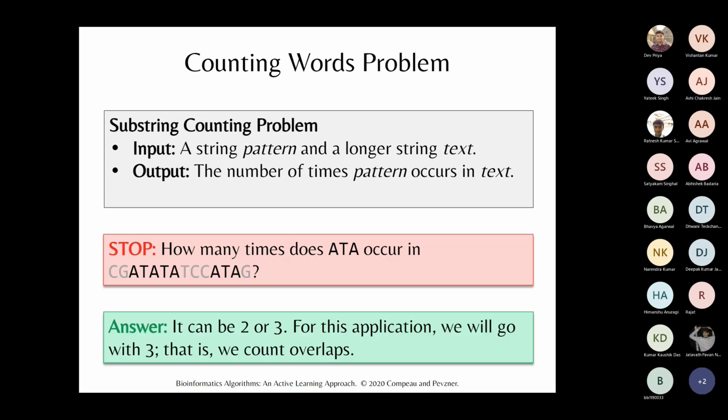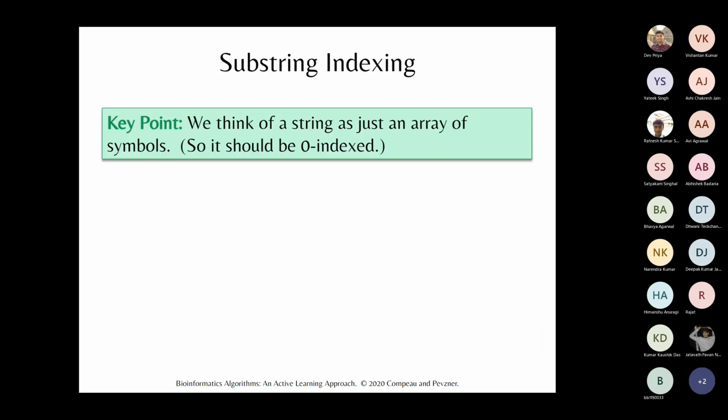Yes. Right. So it can be 2 or 3, depending upon if you were to take overlaps or not. All right. So if you count overlaps, it's 3. If you don't count overlaps, then it's 2. All right. So now the key point is that when we start to think about a string in order to solve this problem, we can think of it as an array of symbols.